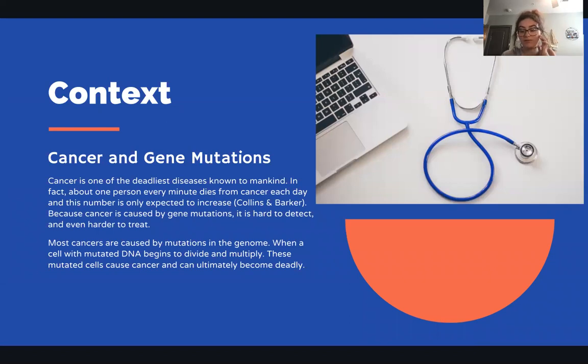Most cancers are caused by mutations in the genome. When a cell with mutated DNA begins to divide and multiply, they create more cells that have mutated DNA, which in turn will create more cancer. So these mutated cells will eventually cause cancer, they can become deadly, and they can really affect any part of the body.